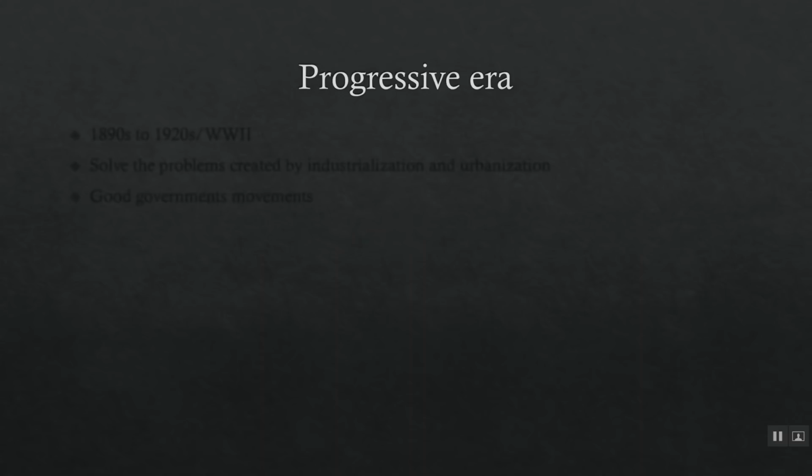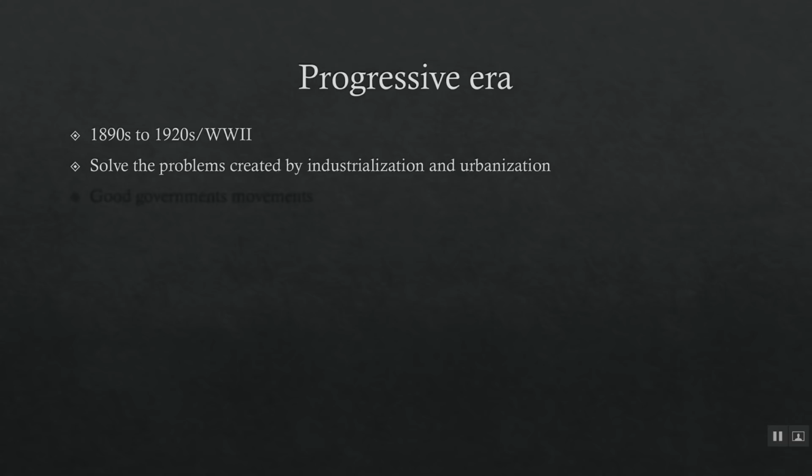So first of all, what is the progressive era? And again, we're going to spend more time talking about this later. I just want to touch upon it because it's relevant to water in California. It happened from the 1890s to about the 1920s / World War II, depending on who you're talking to. And basically, it was this movement in the United States to solve the problems created by industrialization and urbanization. Lots of people living in cities, lots of pollution, lots of bad living conditions, lots of poverty. And so the progressives were people who wanted to fix these problems.